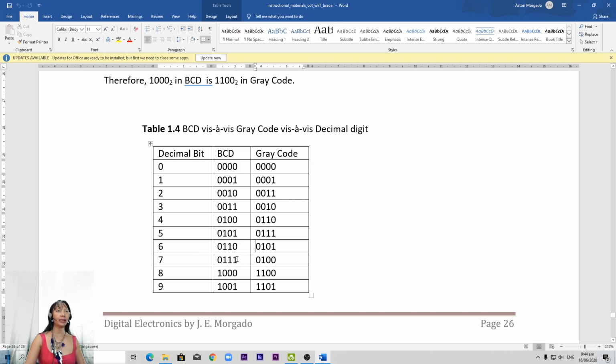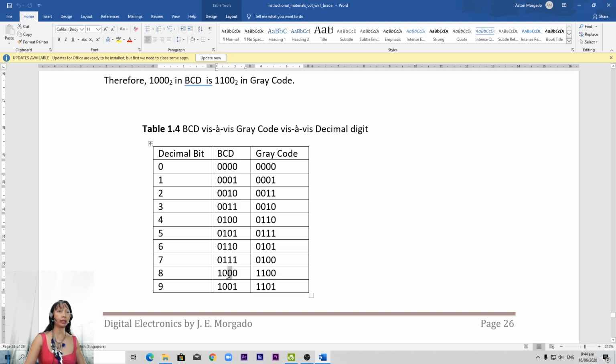Okay, and then next we have 1 XOR 1 is 0. Then 1 XOR 1 is also 0. Okay, next is 1 XOR 0 is 1. Okay, that's why we have 1 here. And bring down 0. Okay, for 8, we have 0 XOR 0 is 0.